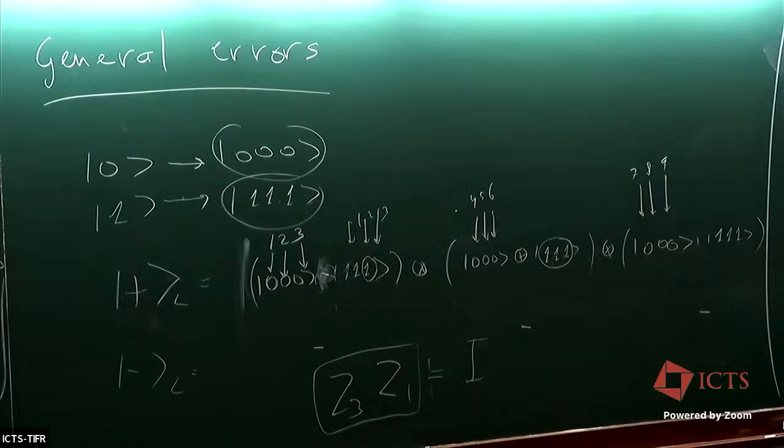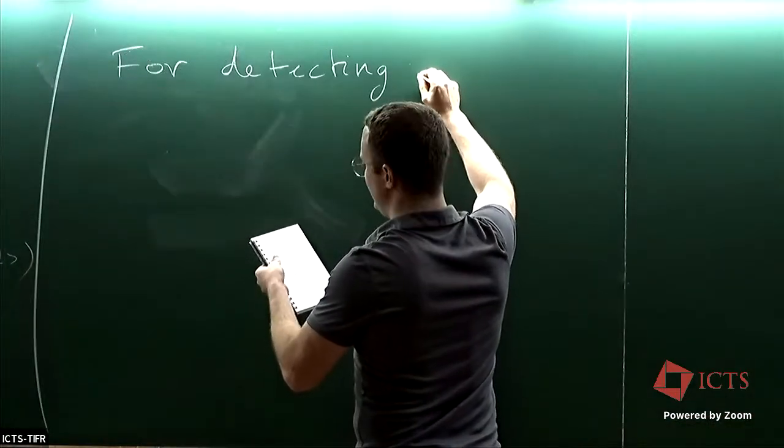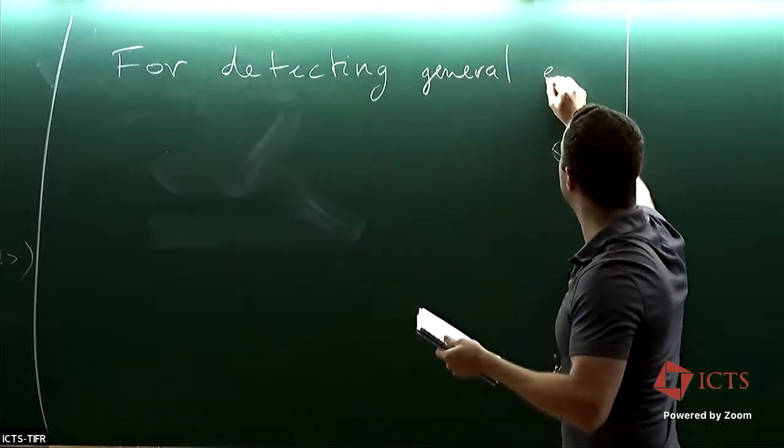If we want to detect bit flips and phase flips, we can do with fewer qubits. And I'm going to use this notation from now on because it will take me less space on the blackboard. So for detecting, 4 are enough. Remember, a 2-qubit code was enough to detect a bit flip error. A 2-qubit code is enough to detect a phase flip error. And so we're going to need 4 qubits, a concatenation of 2-qubit codes, for detecting general single qubit errors.